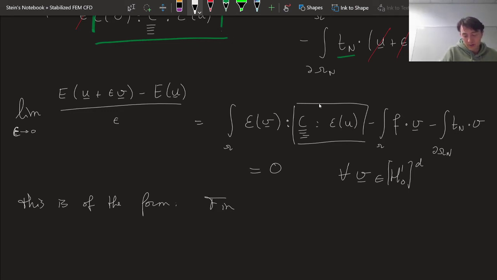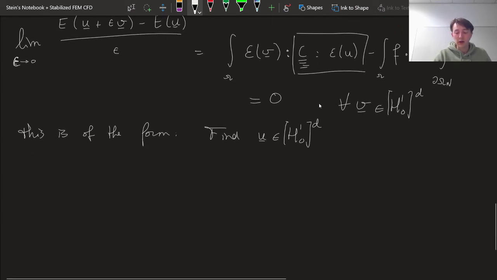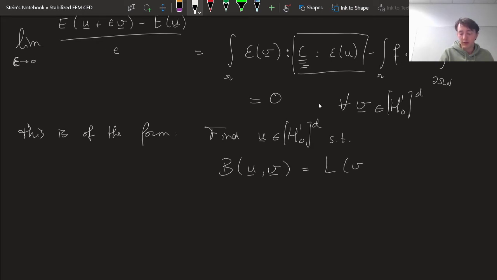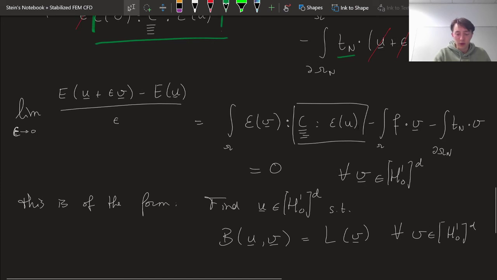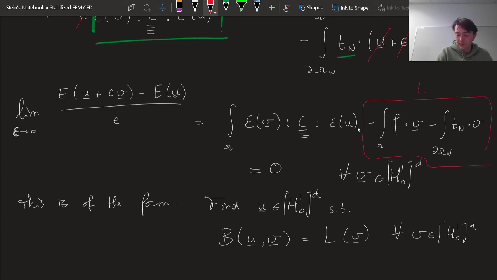find a solution u in our potential function space, or the space of functions that we're committing these operations on, such that b of u comma v is going to be equal to L of v for all v in that same space. Yeah, and L of v is of course the terms that we have right here, but moved to the right hand side. And this one is going to be our bilinear form.